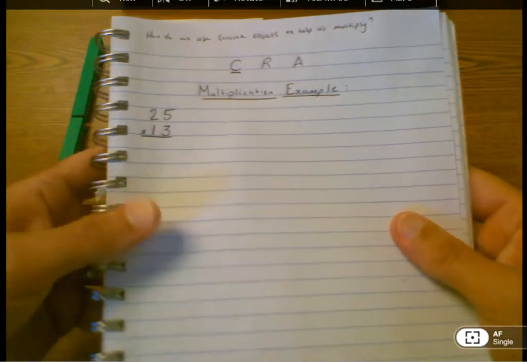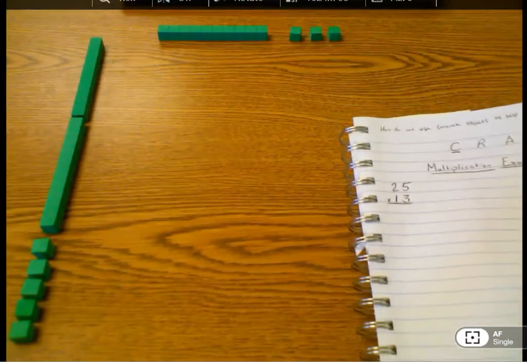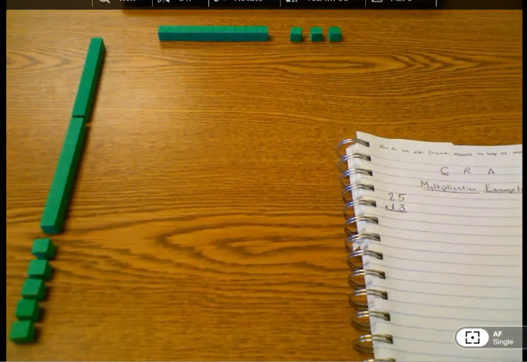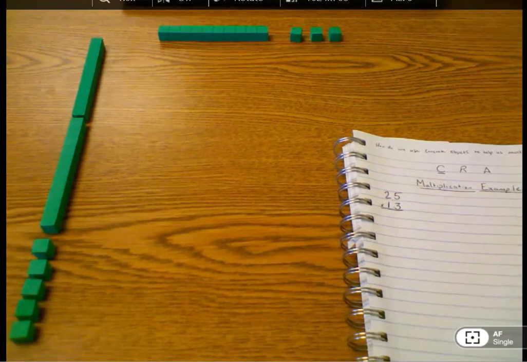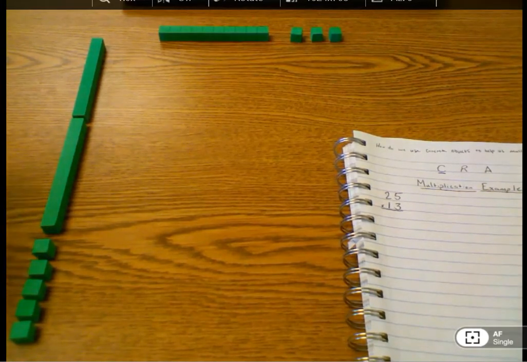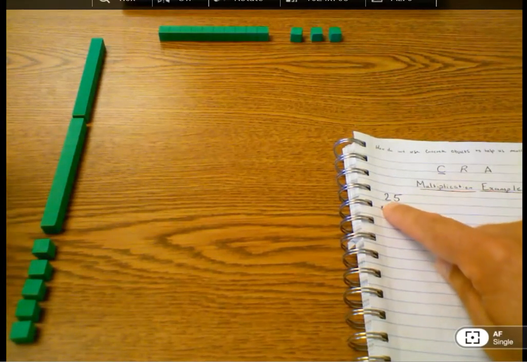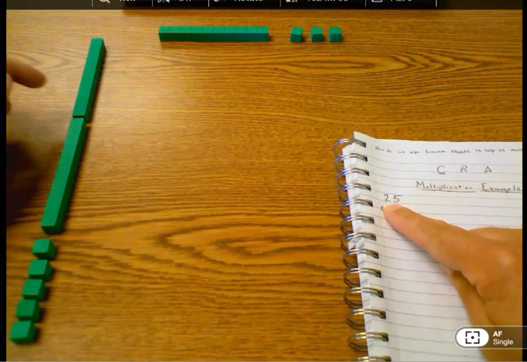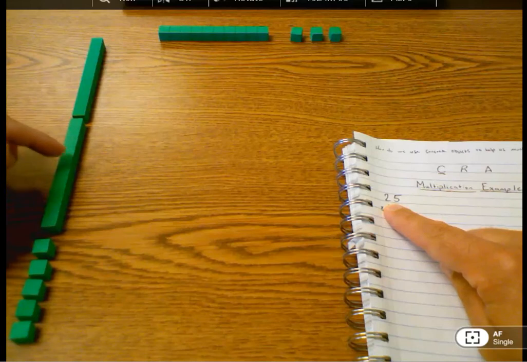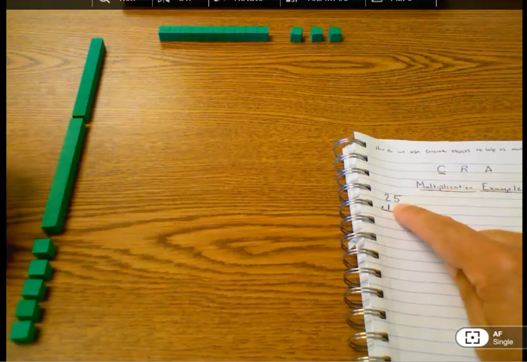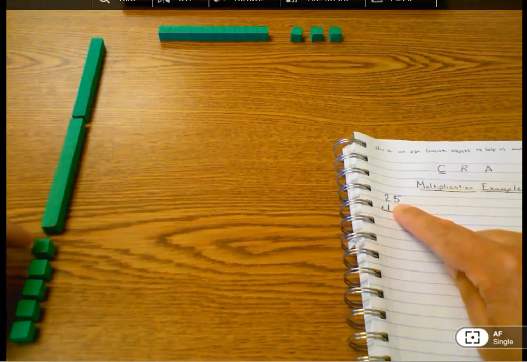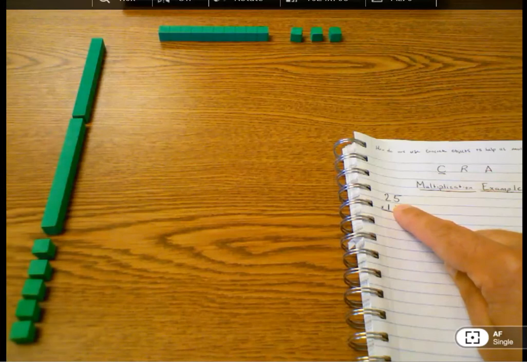What I've done here is I've taken my base 10 blocks and I've represented 25 times 13. Let me show you how. 25 we know has 2 in the tens place value, so I represent that with one group of 10 and a second group of 10. It also has a 5 in the ones, so I've taken 1, 2, 3, 4, 5 individual unit cubes to represent my total of 25.